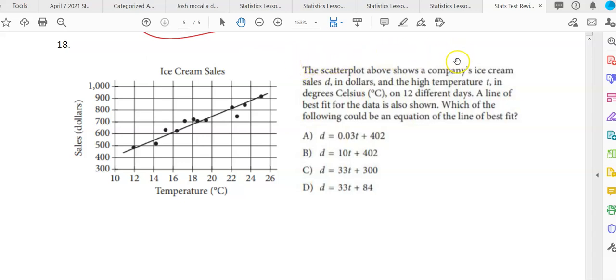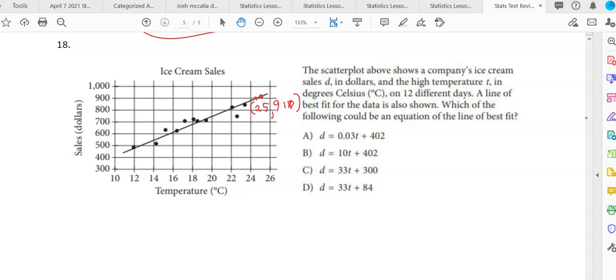The scatter plot above shows a company's ice cream sales in dollars. Which of the following could be an equation of the line of best fit? Be careful on this one. I think it's a really tricky problem. Like we did on one of the previous ones, we're going to try to get some nice points in here. Man, it's hard to find some nice points. Let's just pick this point. That seems to be about 20. Well, let's pick that point, I guess. That's 25, comma, just a touch over 900, 910 maybe.